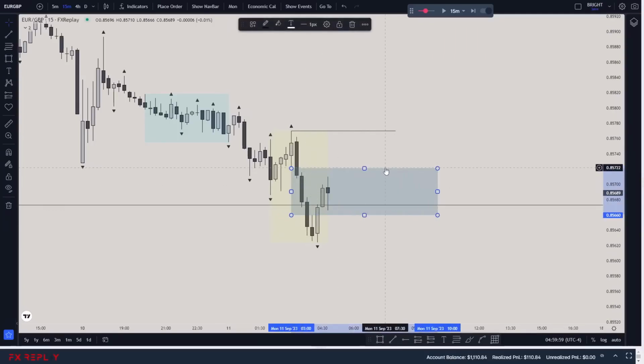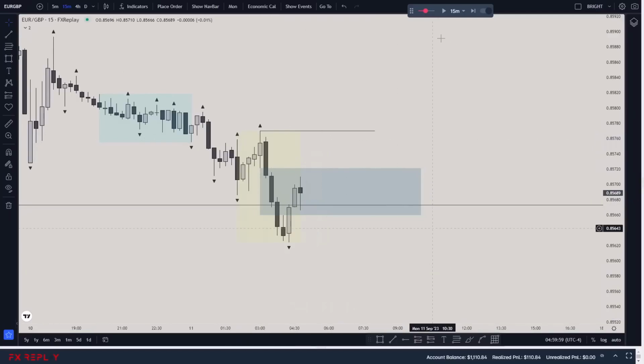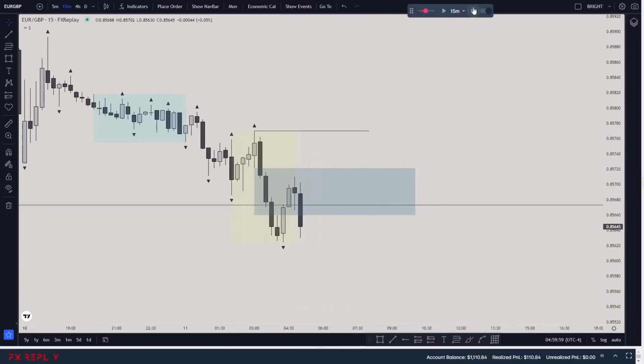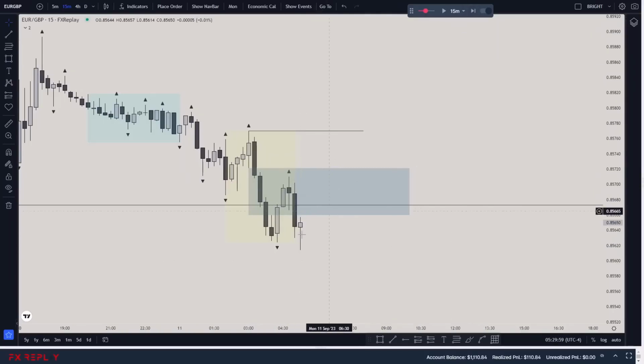So closing above this is an early indication of a market structure shift. We don't have it yet. There's nothing yet. So yeah, and price, you see, reacted from here. And we're out of the kill zone, so we're not entering a trade here.